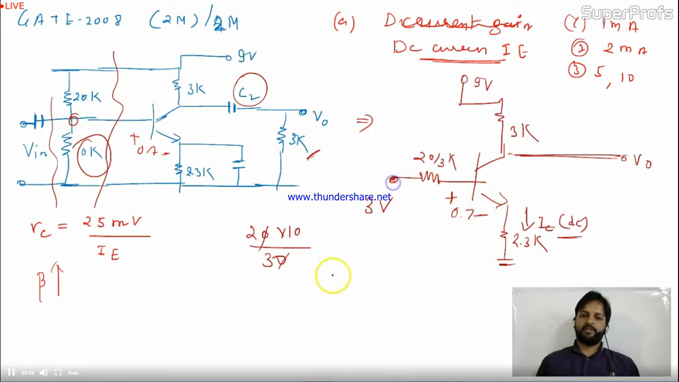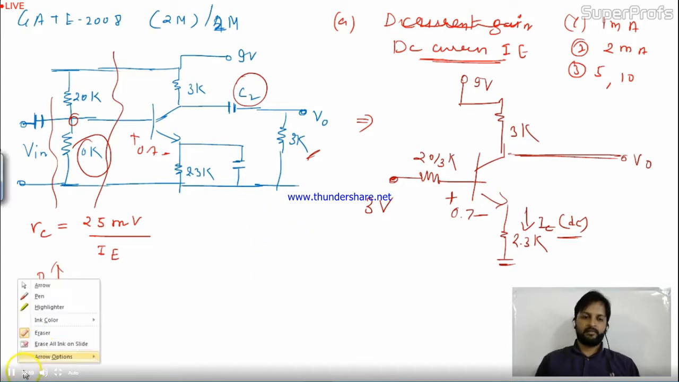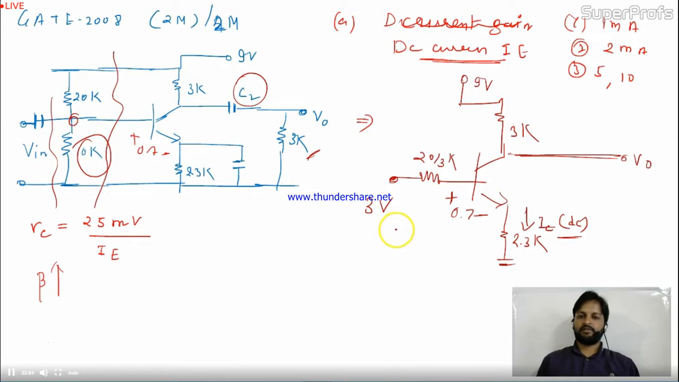So proceed. Okay, let me erase some part, it's an unnecessary problem. Wait a minute. So 3 volt minus 20 by 3K of IB, minus 0.7, and here you are getting 2.3K of IE, equal to 0. Is it clear to you?